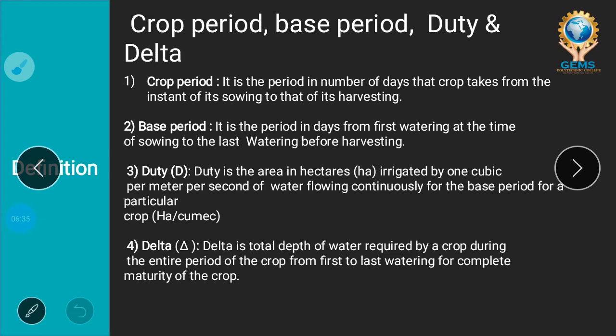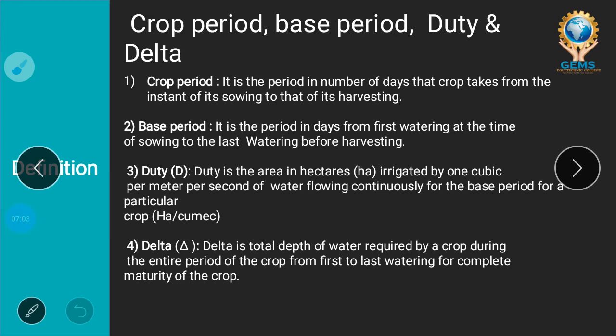Next is duty. So what is duty? Duty is the area in hectares irrigated by 1 cubic meter per second of water flowing continuously for the base period for a particular crop. Like how much water is required? Duty is saying that it is an area in hectares irrigated by 1 cubic meter per second of water flowing continuously for the base period.